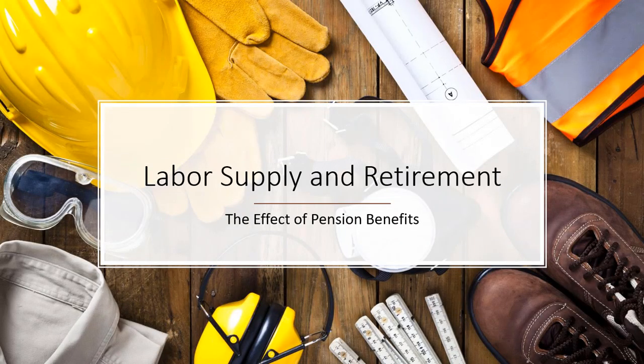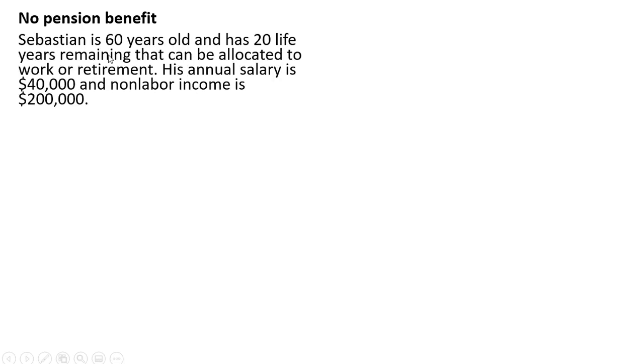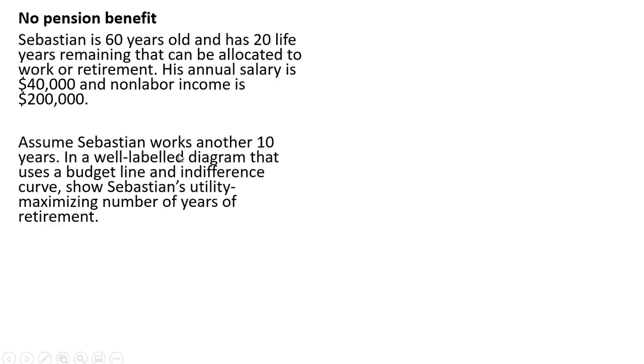Hello, in this video we're going to look at the effect of pension benefits on labor supply and retirement decisions. We're going to start with the case where there are no pension benefits. Sebastian is 60 years old and has 20 life years remaining that can be allocated to work or retirement. His annual salary is $40,000 per year and non-labor income is $200,000. Assume Sebastian works another 10 years.